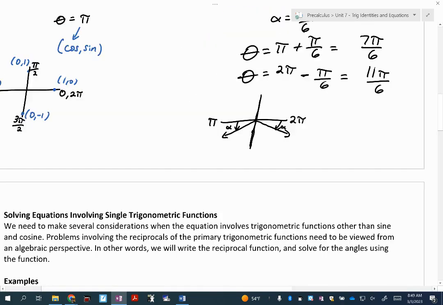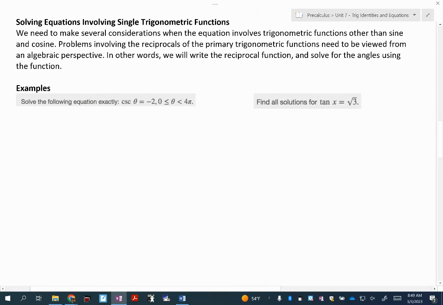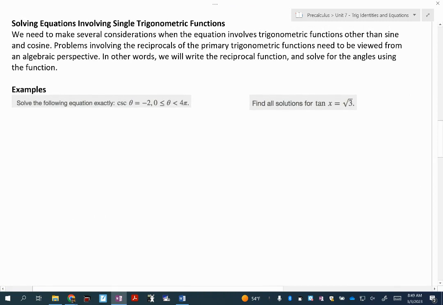Okay? All right. Let's solve some where they give you reciprocals. All right. So again, I'm not that concerned. Like, I remember the work that we've done with reciprocals.